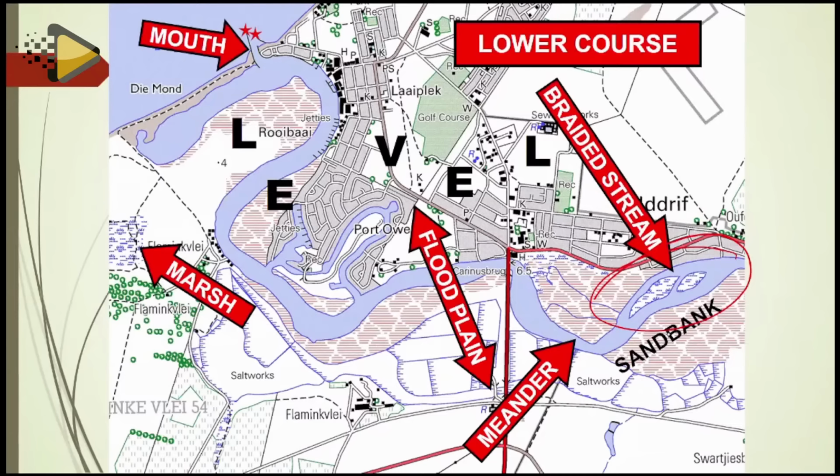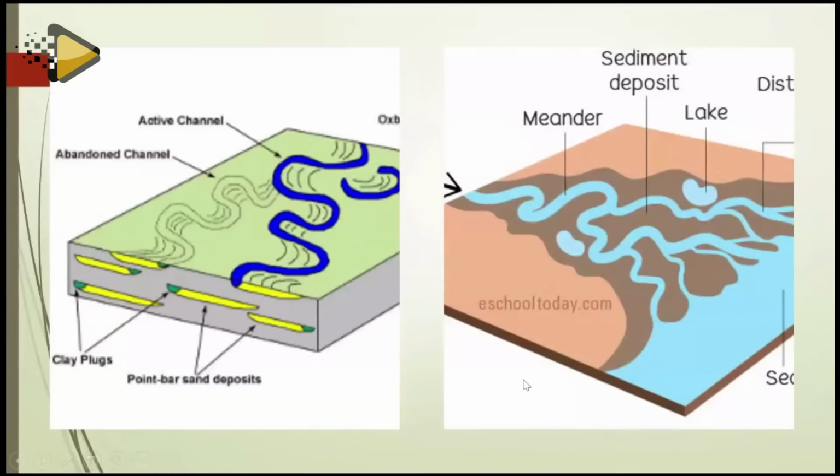What is the evidence that it is a lower course? Number one, there are marshes and flats that you can see there. Number two, you can see the well-developed meanders there. You can see braided streams there. You can see wider floodplain. You can see meandering there. So these are the features that you find in the lower course of the river.